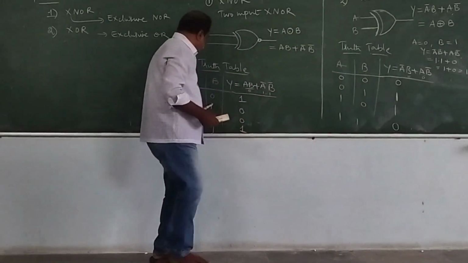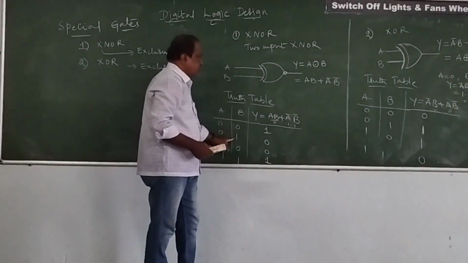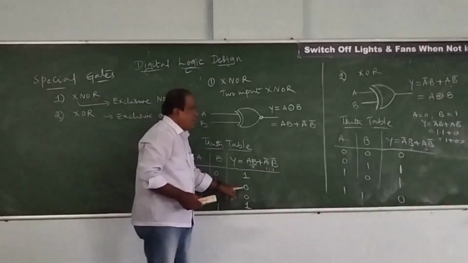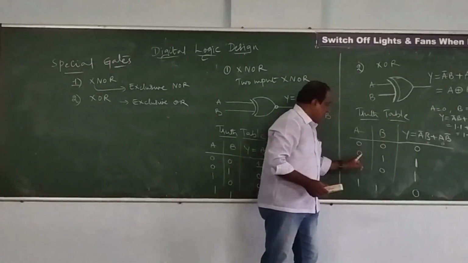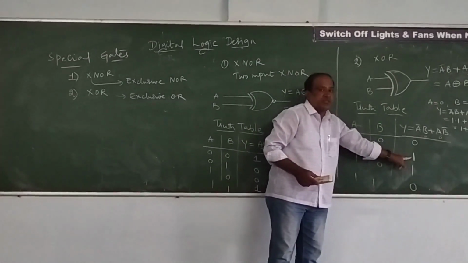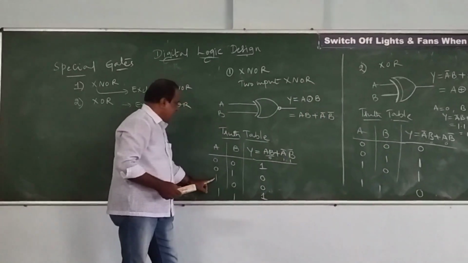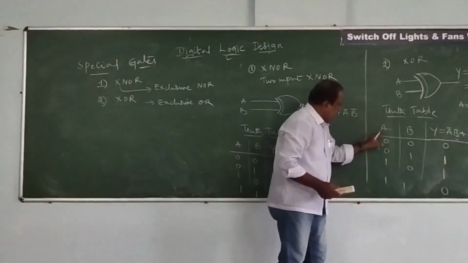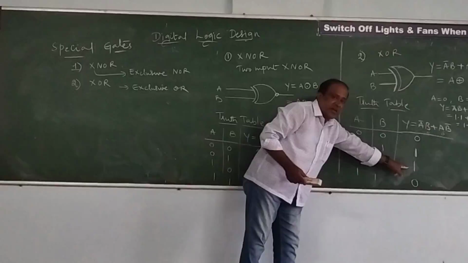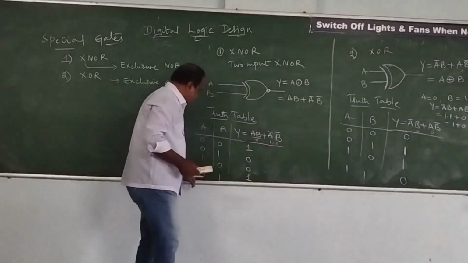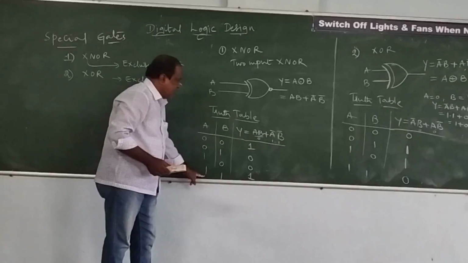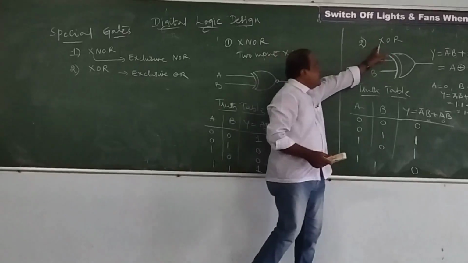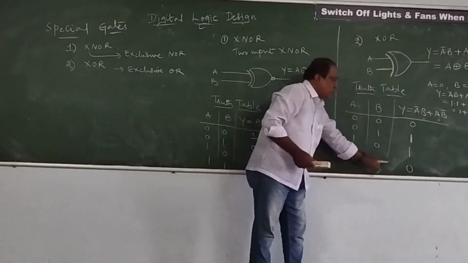In the second case, if A is 0 and B is 1, for the XNOR gate you are going to get the output 0. But in the case of the XOR gate, for this combination you are going to get the output 1. In the third case, you can see that A is 1 and B is 0, your output is 0, but here in this case, A is 1 and B is 0, you got the output 1. And in the last case, when both inputs are high, the XNOR gate output is equal to 1, but in the case of the XOR gate, the output is equal to 0.